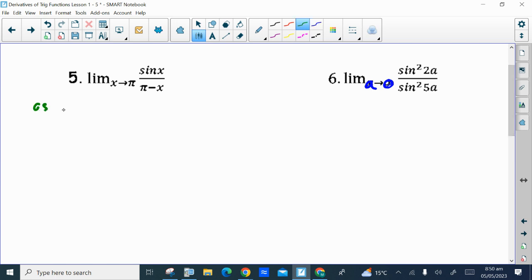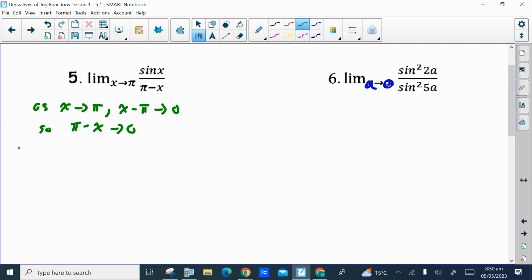We will say that as x approaches pi, x minus pi will approach 0, which is what we've talked about already. The denominator, the closer that x gets to pi, the closer the denominator will get to 0. So as x approaches pi, x minus pi will approach 0. And then also we can say that pi minus x will also approach 0. It doesn't matter if it's x minus pi or pi minus x, they will both approach 0.